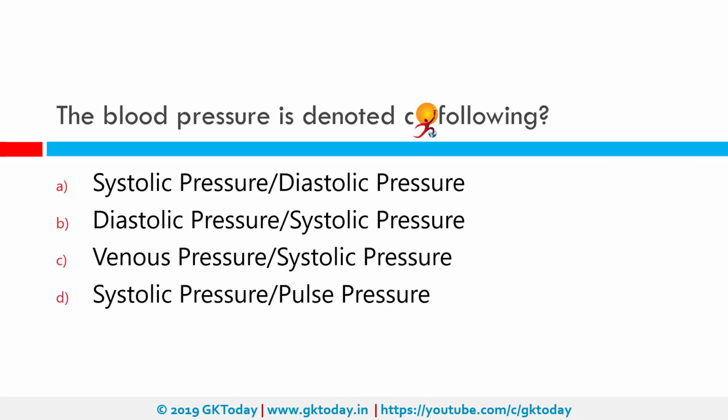Blood pressure is denoted as following. Correct answer is systolic and diastolic pressure. So blood pressure is expressed in two numbers. The higher number is known as systolic pressure, or the amount of force that is exerted against the artery walls during a heartbeat. The lower number is the diastolic pressure, which is the force that exists while the heart is resting between beats. That is why when your blood pressure is measured, you get two numbers, the higher one and the lower one.